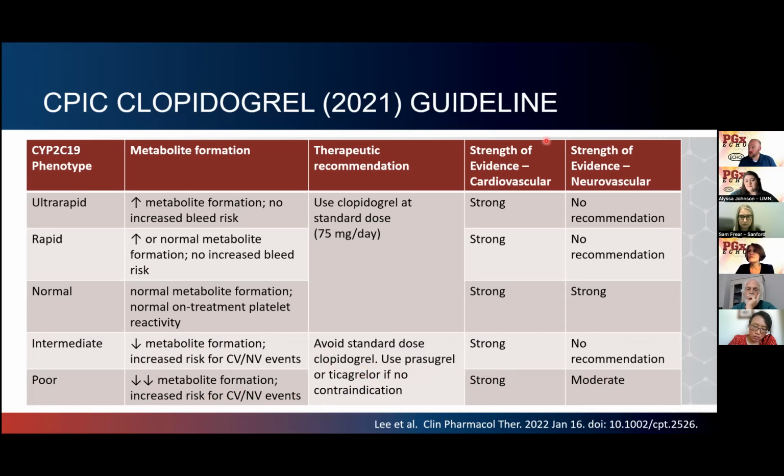So the strength of evidence for the cardiovascular space is strong, because of these recent randomized clinical trials and the earlier prospective but not randomized trials. But we lack as great of evidence in the neurovascular, the stroke and TIA space, as we do in the cardiovascular space.